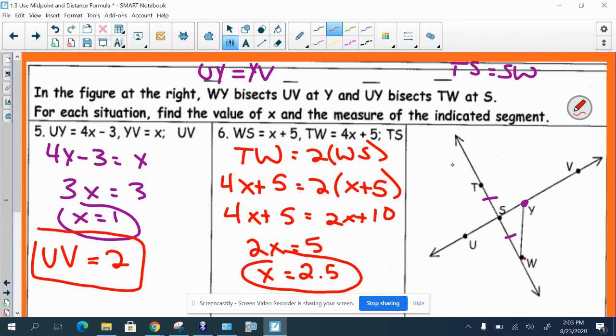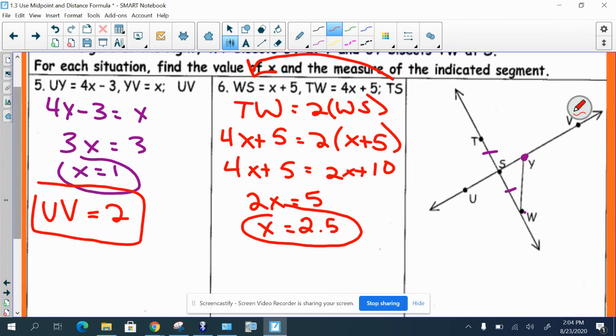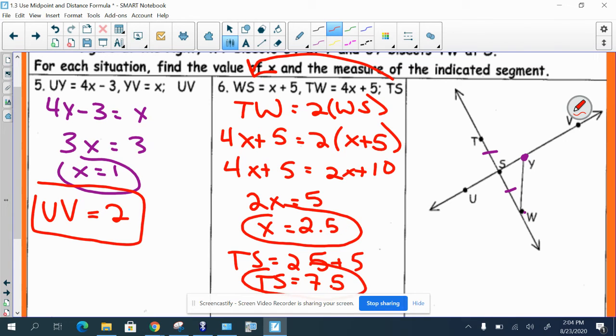And then it says to find TS. Now TS is the same as SW, so you plug in 2.5 for x, 2.5 plus 5, so TS is 7.5. All right.